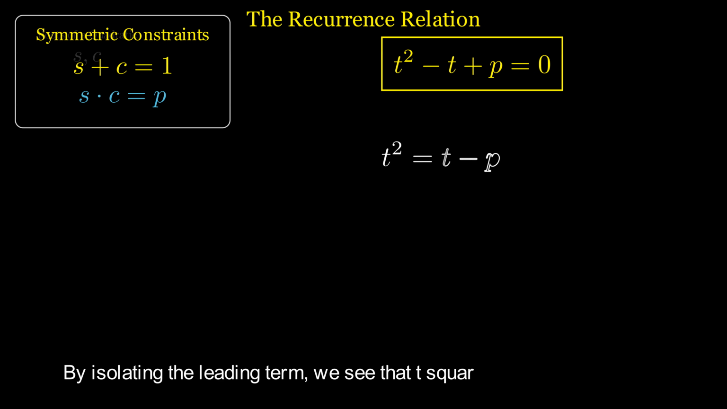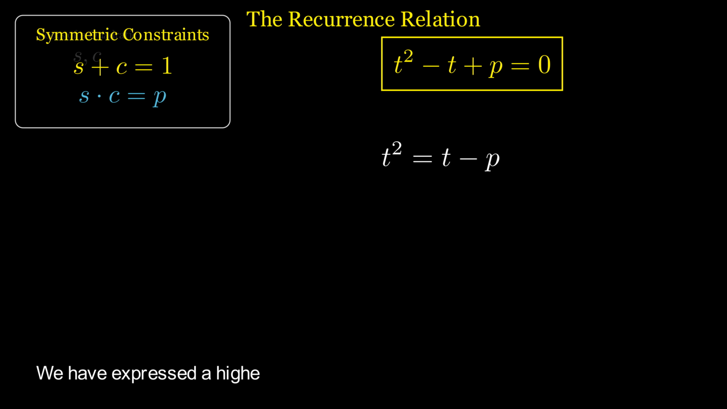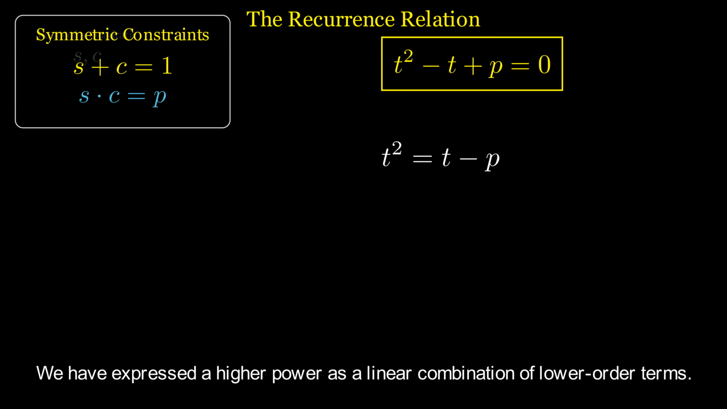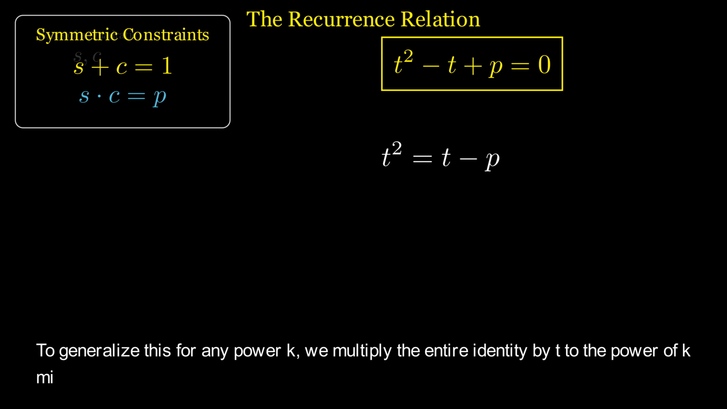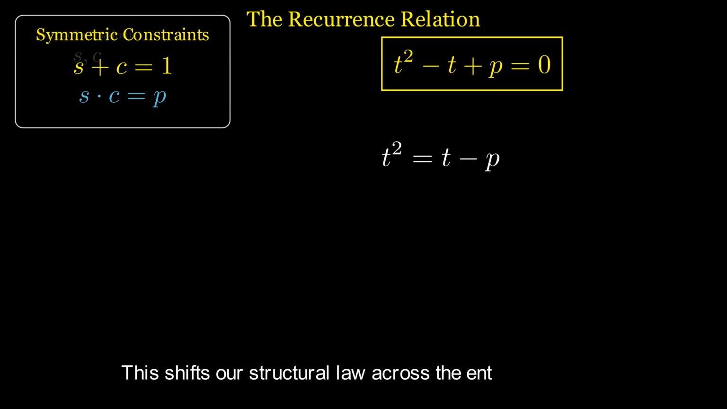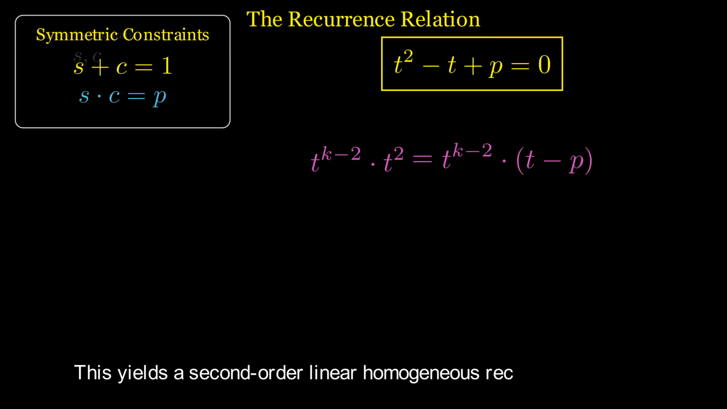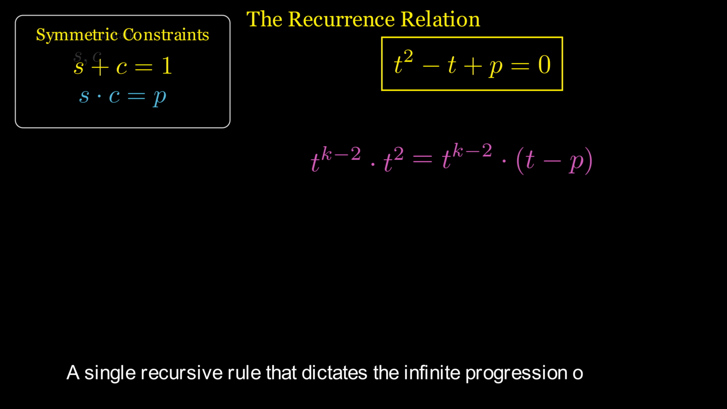By isolating the leading term, we see that t squared is simply t minus P. We have expressed a higher power as a linear combination of lower-order terms. To generalize this for any power k, we multiply the entire identity by t to the power of k minus 2. This shifts our structural law across the entire sequence. This yields a second-order linear homogeneous recurrence relation, a single recursive rule that dictates the infinite progression of powers.